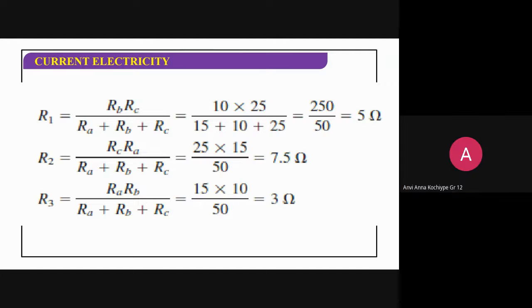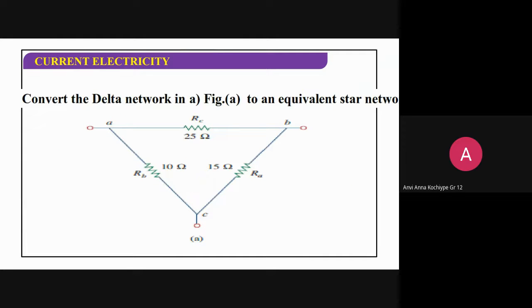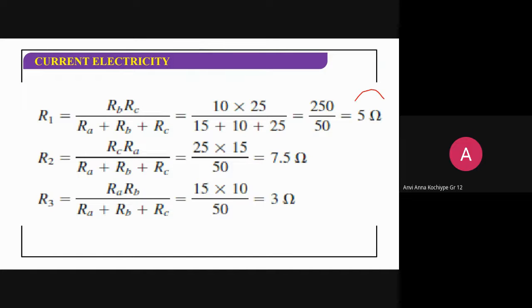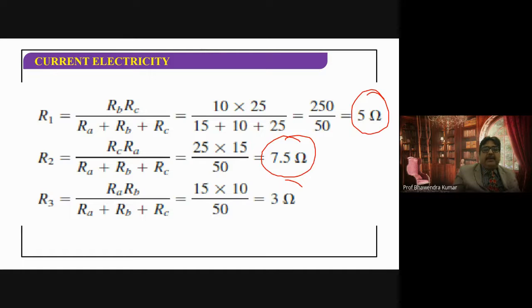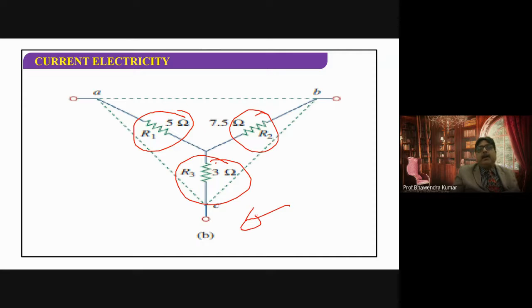So could you just show the circuit for a minute? Yes, any difficulties there? No, sir, I got it. R1 will be 5 ohm, R2 will be 7.5, and R3 will be 3 ohm. And this is how they will be connected. R1 will be here, R2 will be here, R3 will be here. Okay? Anyone having any difficulty?